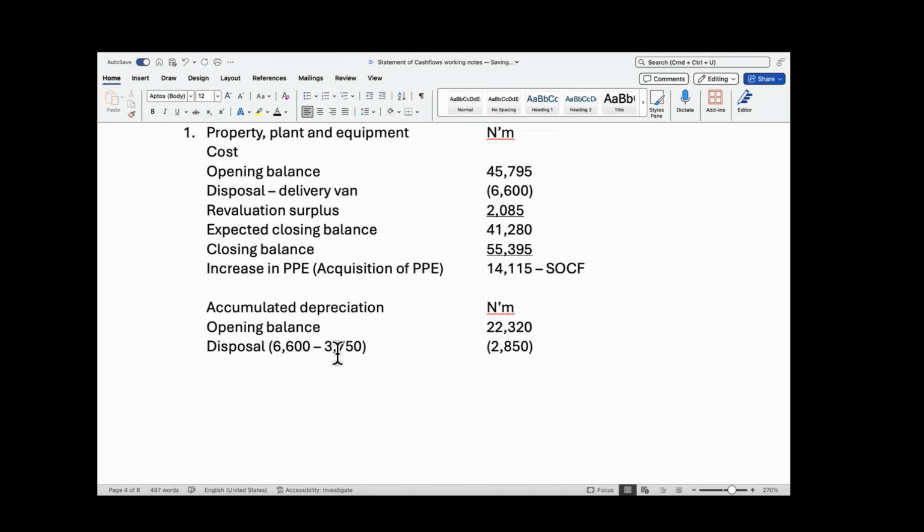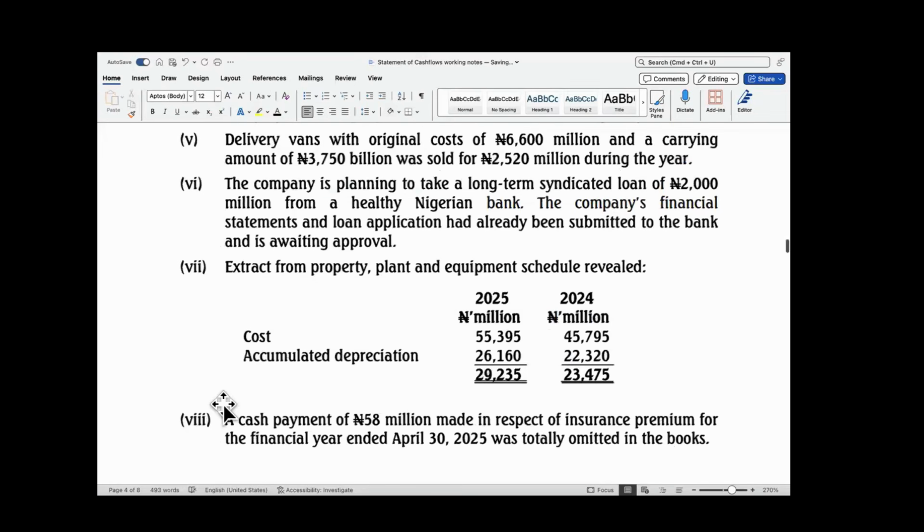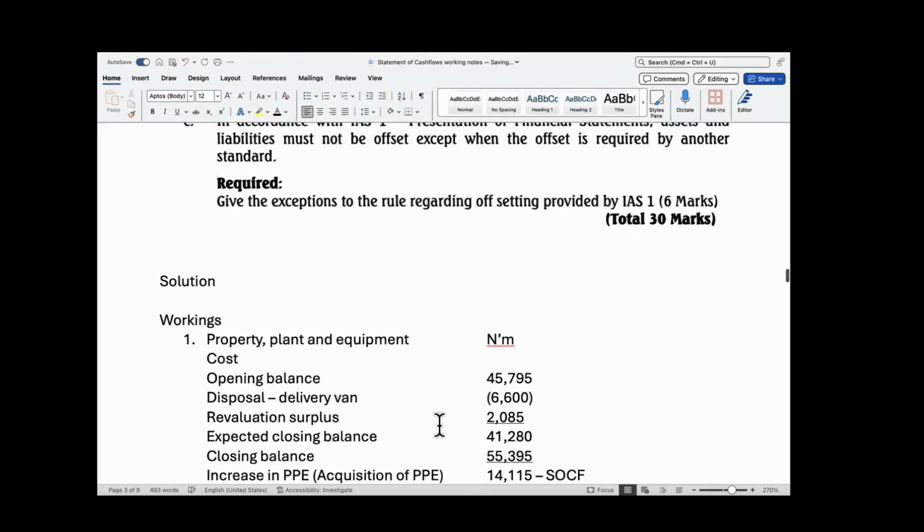Correct, sir. Okay. Now, what's my expected balance here? 19,470. But what was the closing balance in the books? 26,160.